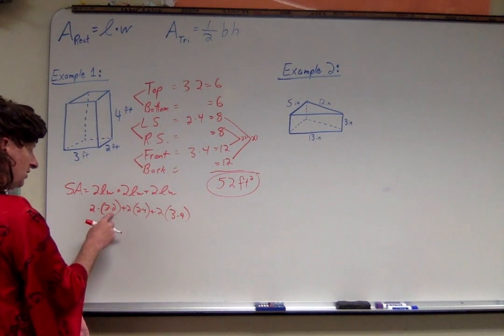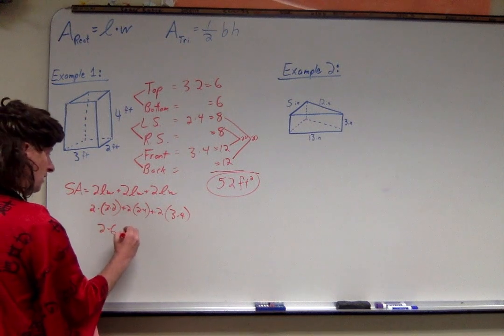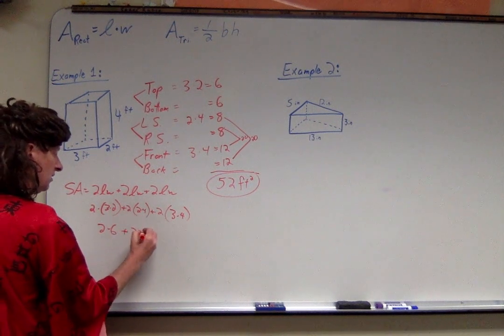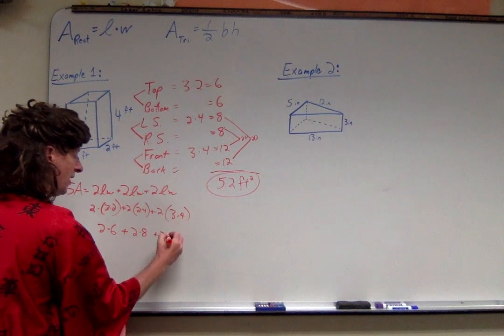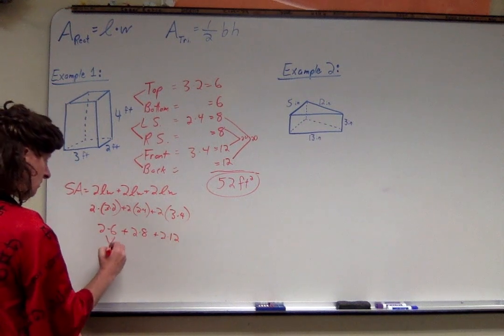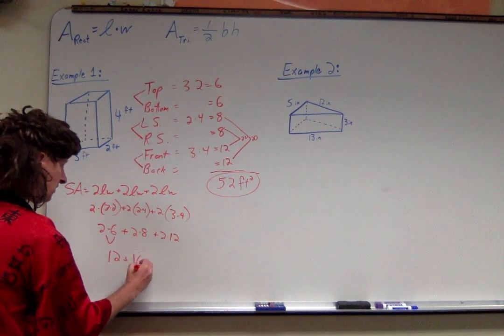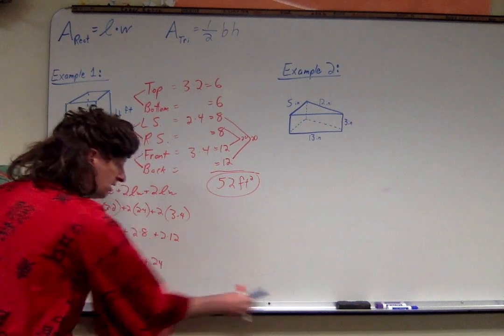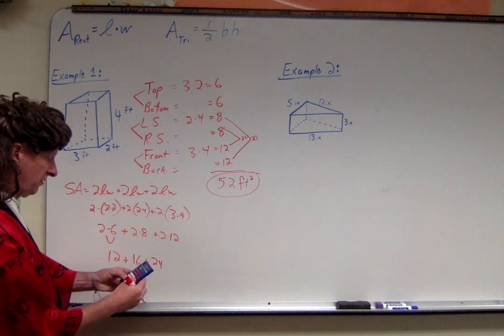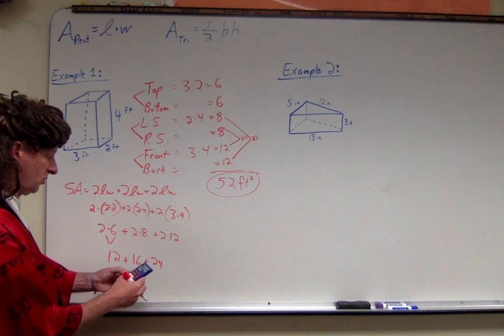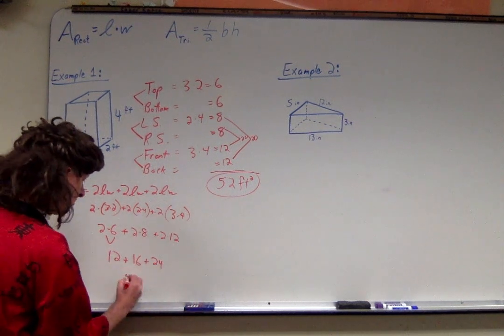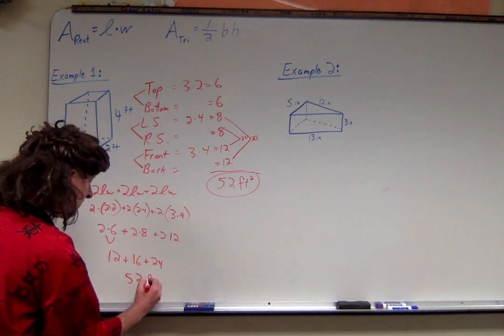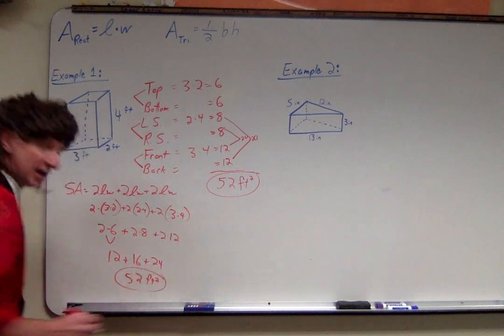Well, let's take a look. 6, 8, and 12. Well, that's going to make a 12, that's going to make a 16, and that's going to make a 24. Now I'm going to cheat with my calculator and say, well, what's 12 plus 16 plus 24? And of course I get the same answer, 52, don't forget your label, feet squared.